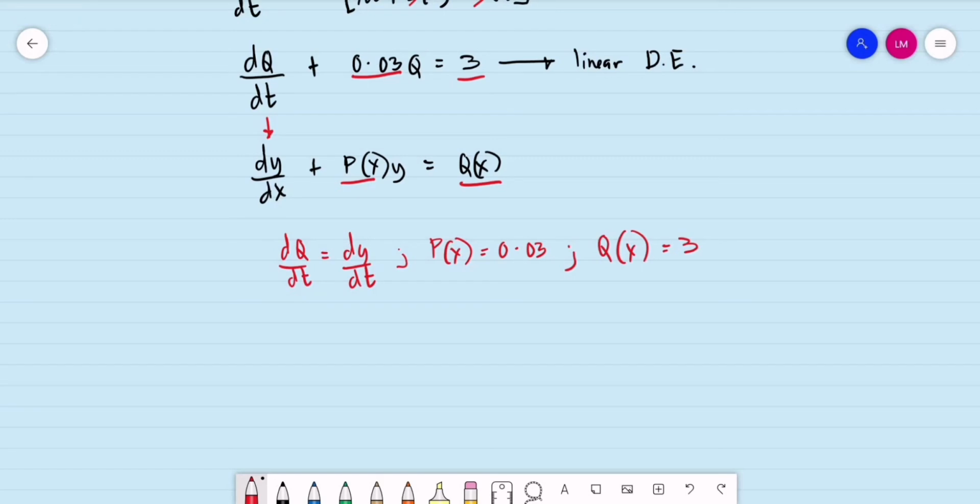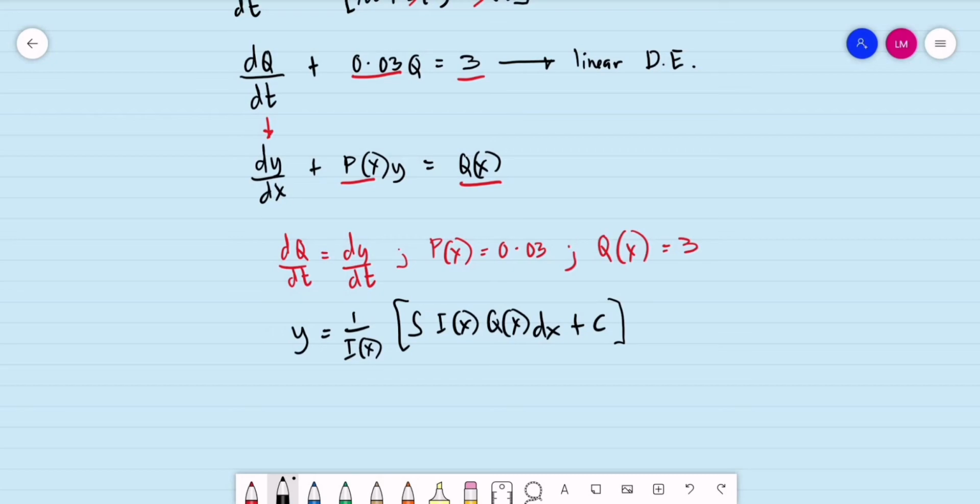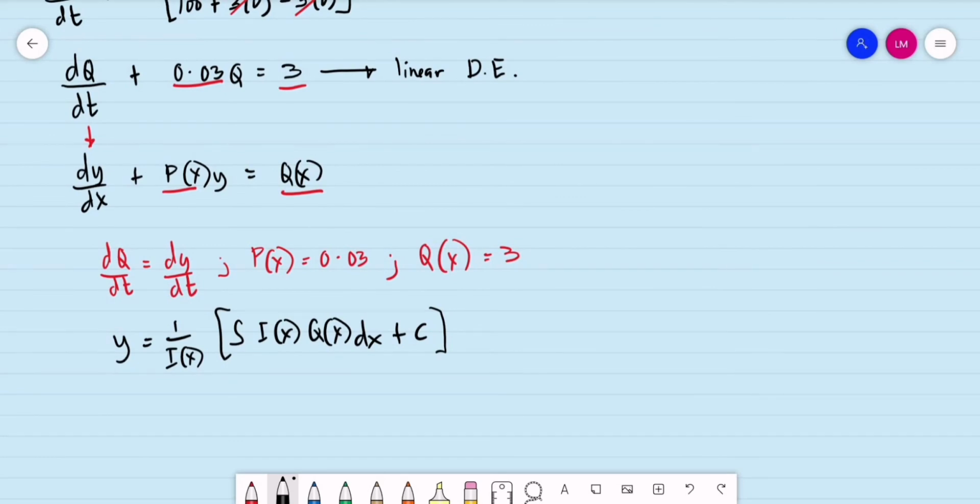So for the solution of this linear differential equation, we can have it as y equal to 1 over the integrating factor I of x, then multiplied by the integral of I of x, q of x, dx plus the arbitrary constant c. So instead of using y, we use q. Then instead of using x, let us use t.